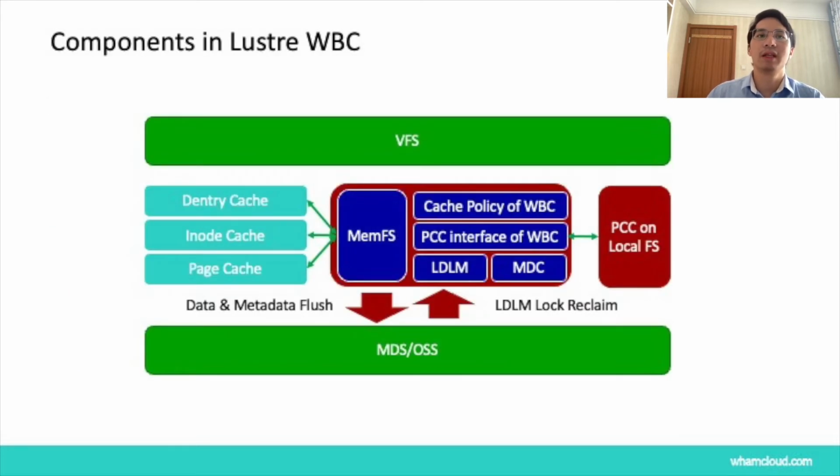This diagram shows the components of Lustre writeback cache. As we discussed, writeback cache will not change any interface of VFS, to keep POSIX semantics. So it uses the existing entry cache, inode cache, and page cache, and uses these structures for its own data management. And besides these, writeback cache has an interface for connecting to PCC, aka persistent client cache, that will provide further improvement of performance. And we will discuss that later in this presentation.